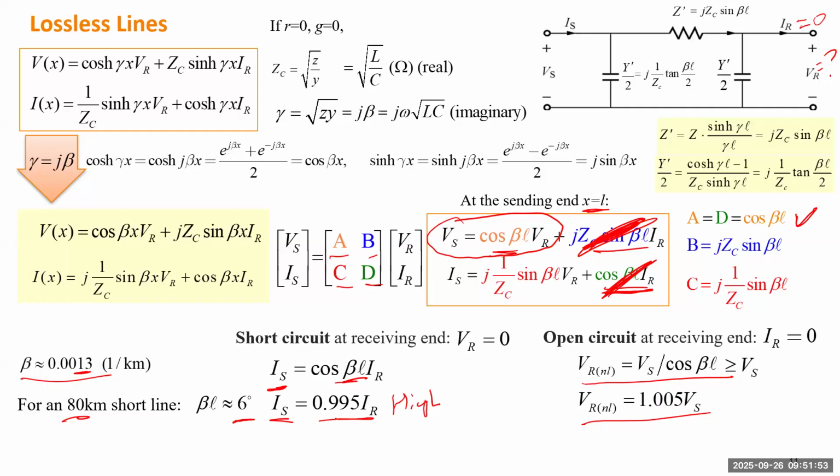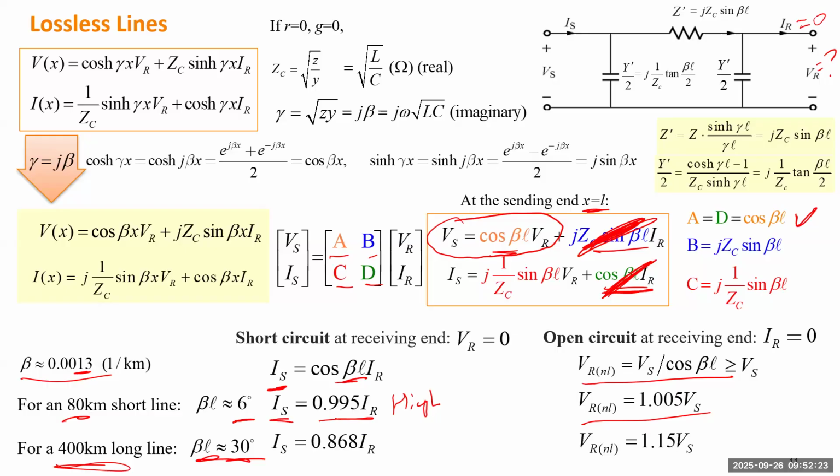But definitely, if you have a generator powering some load and you open the circuit, you also need to reschedule the generation of the generator to keep the power balance. So how about the long line? Let's take just 400 kilometers. 400 times 0.0013. I also change that angle to degrees. That's 30 degrees.